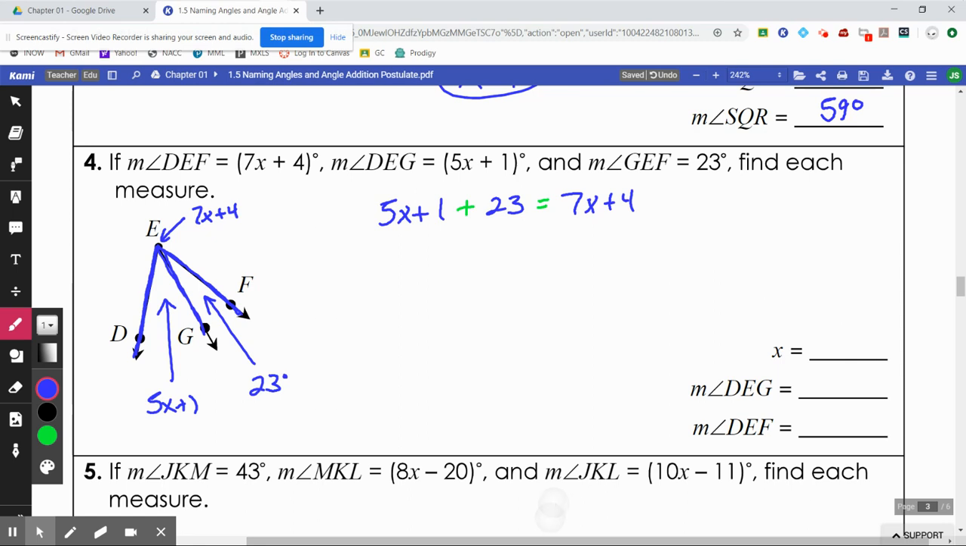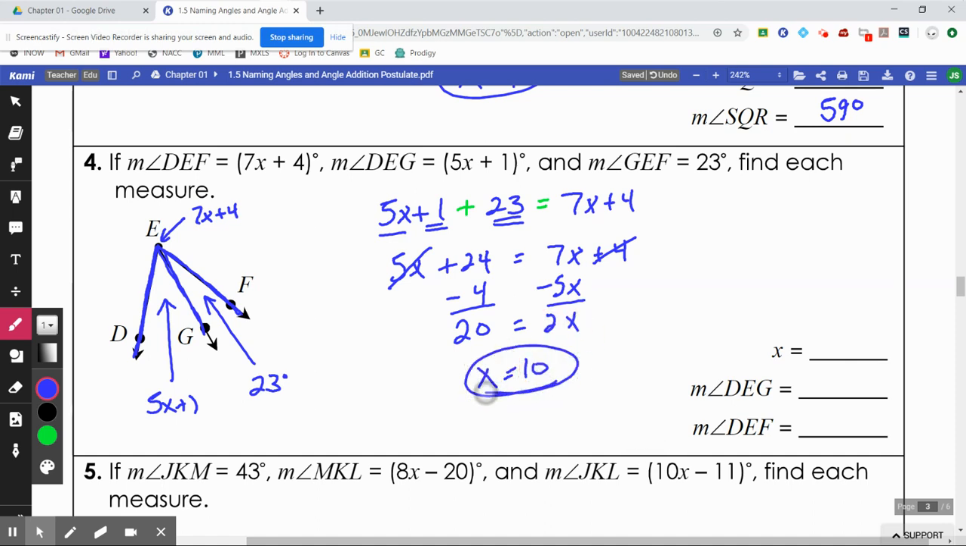Do your algebra, combine any like terms. 5x has no like terms, but plus 1 and plus 23 goes together. Bring down your equal sign. Nothing combines on the right side. Put your x's on the same side, so let's minus 5x. Put your numbers on the other side, subtract 4. Gives you 20 is equal to 2x, divide by 2, and you get 10. So now everywhere you have an x, you can put a 10.